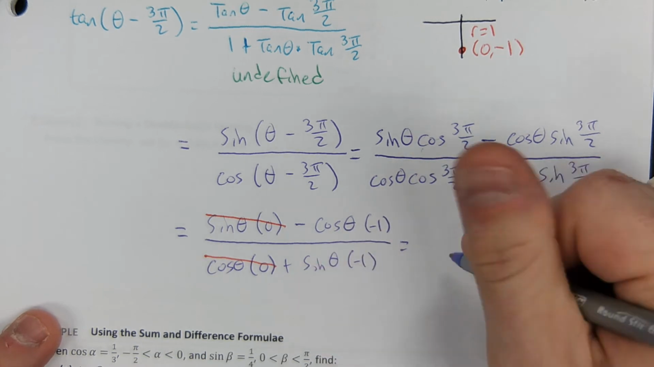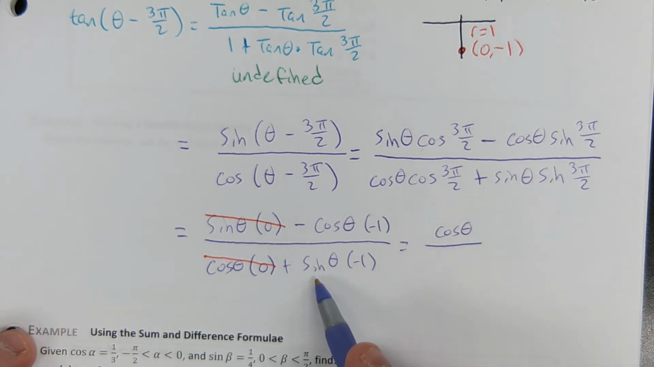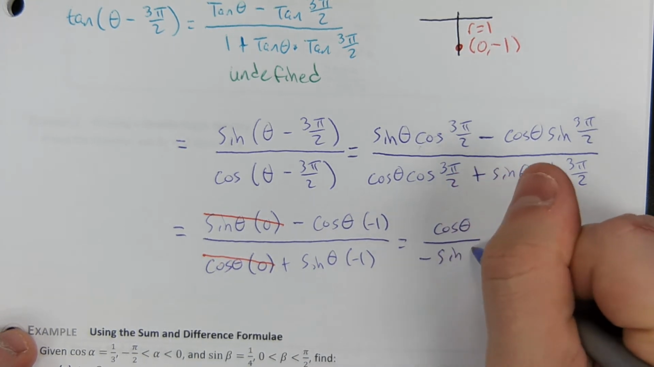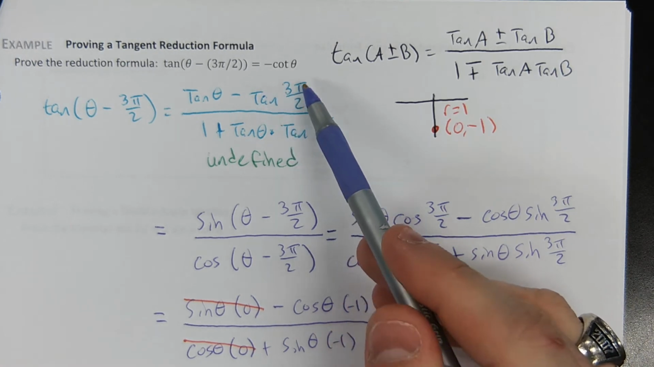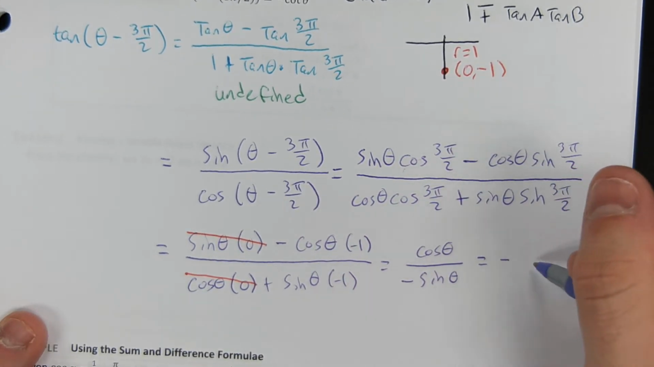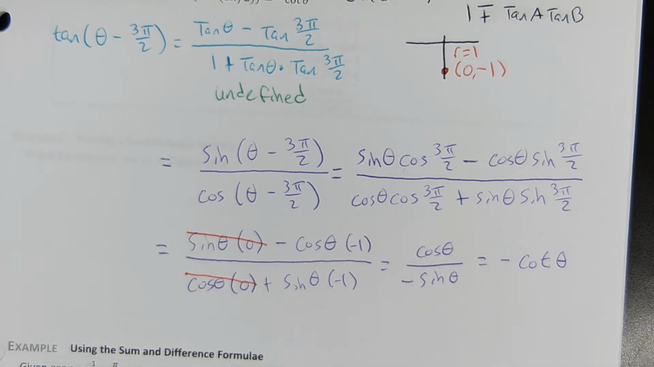The top becomes positive cosine theta. The bottom is negative sine theta. And that is negative cotangent theta. The top is positive because this negative and this negative cancel each other.